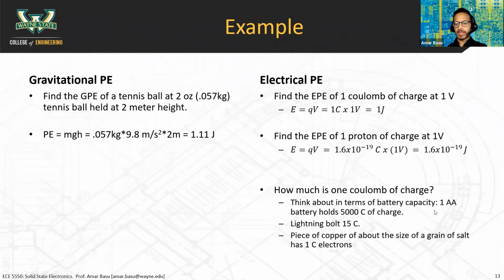In terms of battery capacity, 1 AA battery can hold 5,000 coulombs of charge. So a AA battery actually holds quite a bit of charge, and 1 coulomb is quite a bit. Another way to think about it is that a single proton is 1.6 times 10 to the negative 19 coulombs, so you'd need about 10 to the 19th protons to make 1 coulomb of charge. Just something to keep in mind.